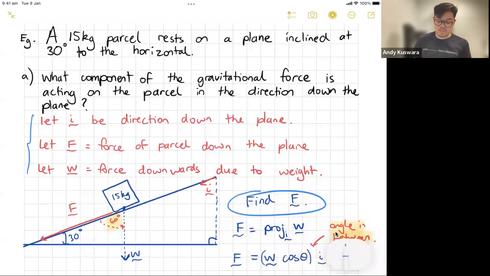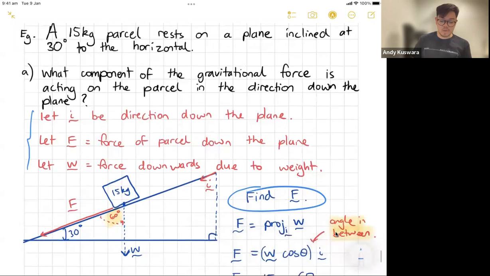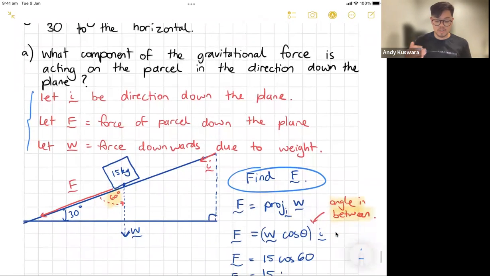So what this is really saying is I know there's a gravitational force pulling down. I know there's a force pulling me down the incline, but to find the component of the gravitational force, it's actually talking about a projection, because the weight that's supposed to be pulling down is now being used to slide across. That's why it's a projection. So F is going to be the projection of my weight onto the direction of the incline, which is my I. So my F is the projection of W onto I.